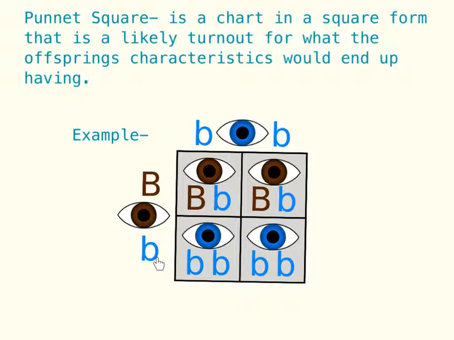And you see, B, you go over, and that lines up with that B, so you put B and B. Here, you do the same thing, but here, you go B, B again. But since this is blue and it's capital, it's more dominant, you put the B over the recessive blue eyes.